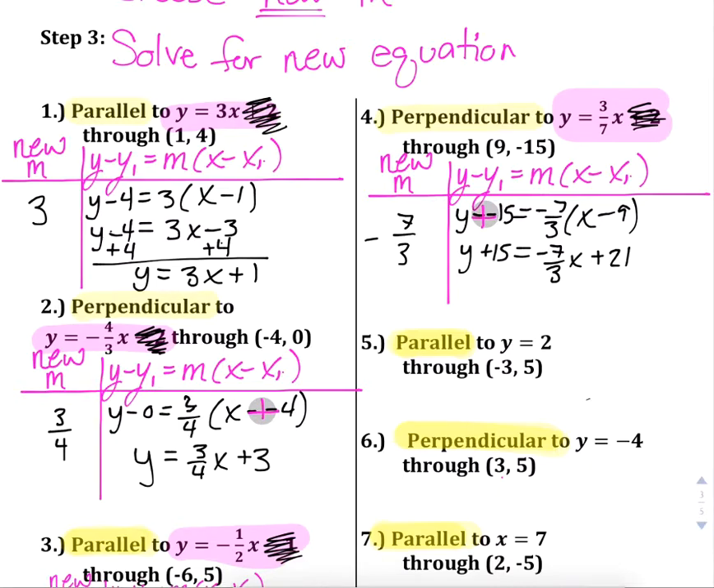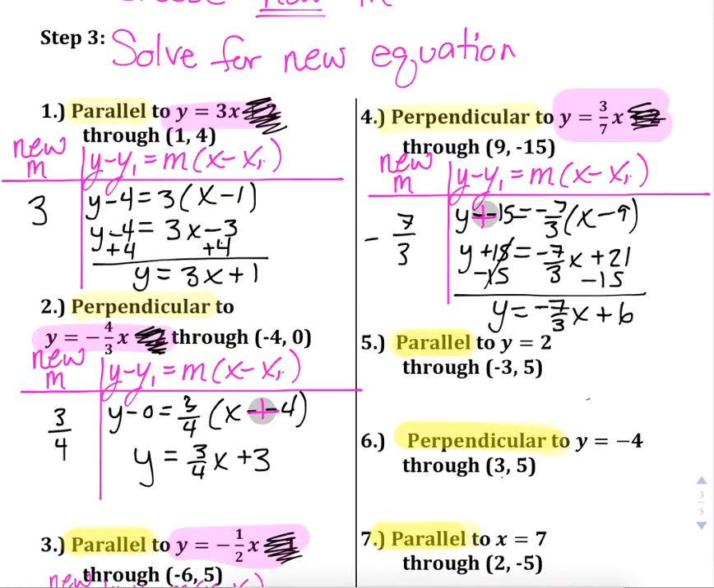Last step is I need to cancel off that 15. I'm going to subtract 15 from both sides. And when the 15s cancel, I have my answer. Negative 7 over 3x plus 6. And we are done with number 4.